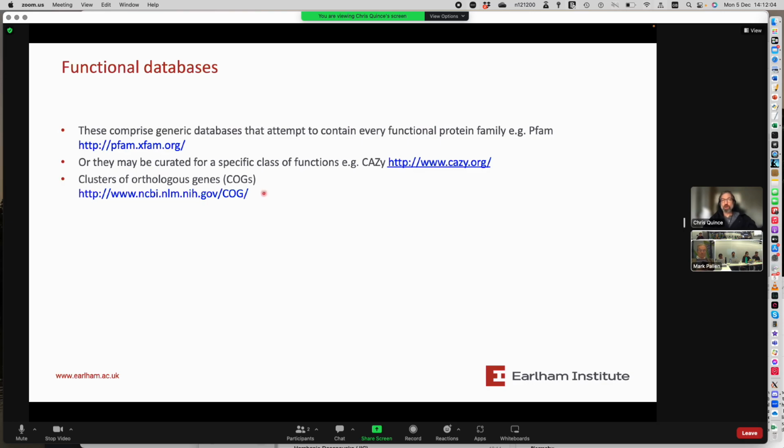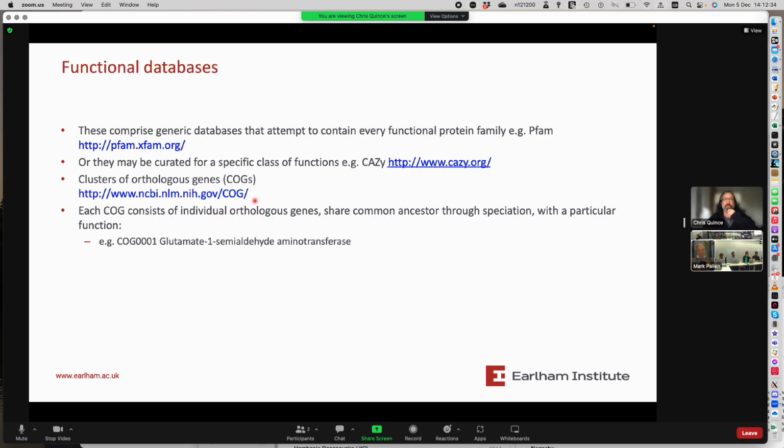There's another thing called COGs, which turn out they're quite old. They've been around for 20 years or so, but they're useful because they were so well curated to begin with. So COGs aim to find clusters of orthologous genes, so genes all doing the same function. They're not very representative, but because the clustering was done by hand, they're quite reliable. So actually, for our single copy core genes, we use COGs to define them. And I think that's quite common.